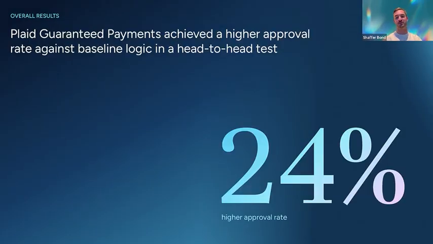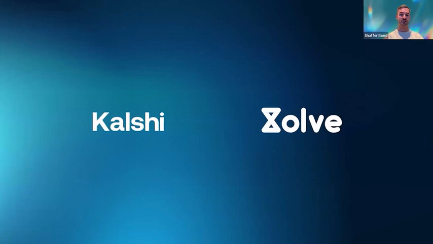So what is this adding up to? In a head-to-head test, Plaid Guaranteed Payments achieved a 24% higher approval rate against baseline logic. That's significantly more payments for your business. And then we're very excited to share that there are some companies that are already using guaranteed payments and seeing great results. Kalshi, a rapidly growing predictions market, and Zolve, who is extending credit to new immigrants to the US. We're very excited to support different use cases, but with the same challenge, needing to move money fast and deliver better outcomes for their business.